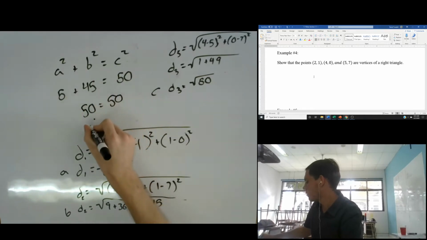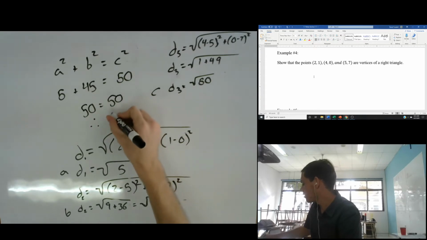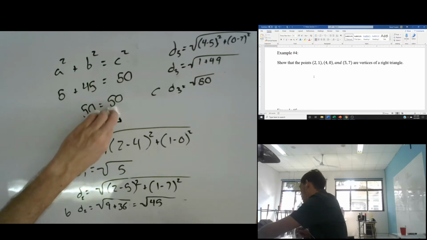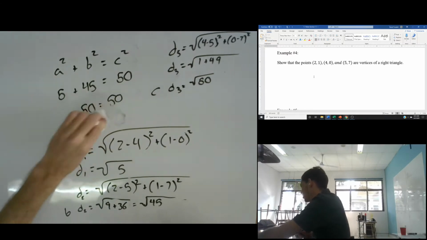So then, therefore, right triangle. You should say right triangle.